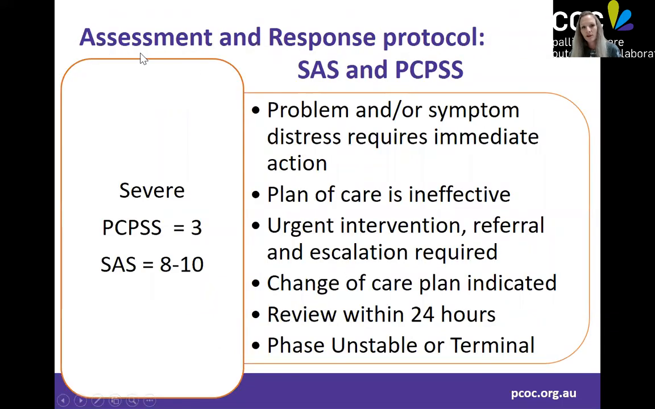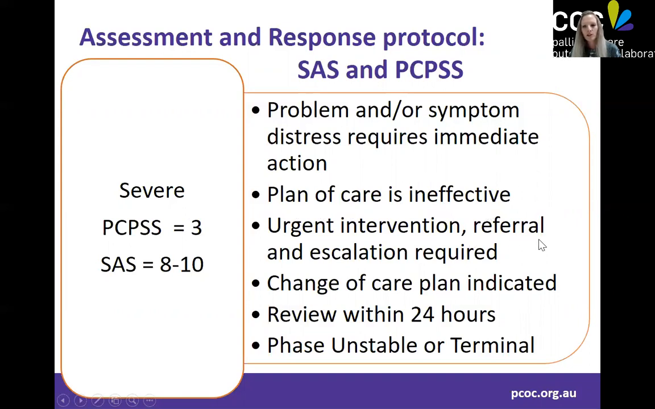This is an example from PCOC's assessment and response protocol, and what to do when you combine both symptom assessment scale and palliative care problem severity scores together. And for the severe range, which is 3 in PCPSS and 8, 9, 10. So in this case, the plan of care is ineffective and you actually need to do something immediately.